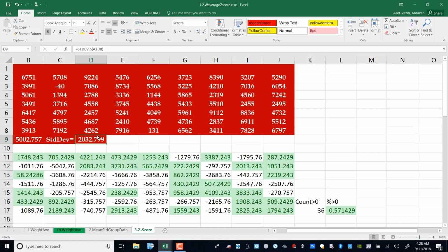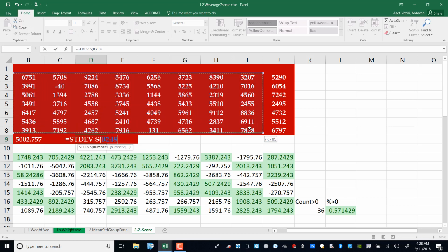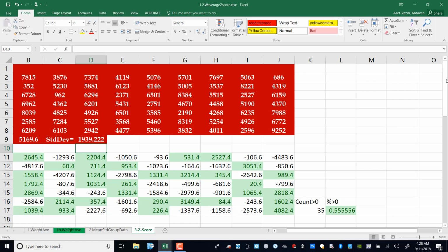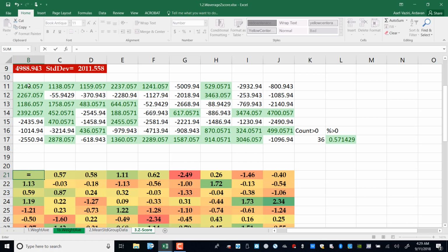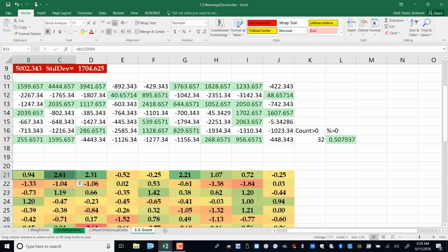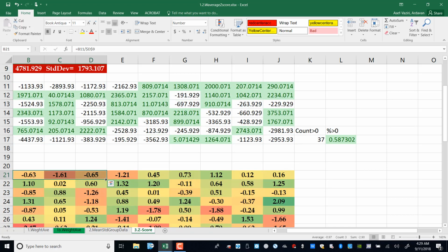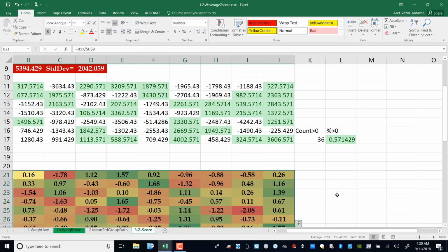So I go over there, I type equal to standard deviation of sample, and I get these numbers. Now I have the average and I have the standard deviation. I can go here, equal to the difference between the random number and its average divided by standard deviation. And then because I'm going to copy to the right and to the bottom, I need to lock the standard deviation. Enter. About 1 standard deviation less than average, about 2 standard deviations greater than average, about 0.65 standard deviations less than average, and then I copy it everywhere.